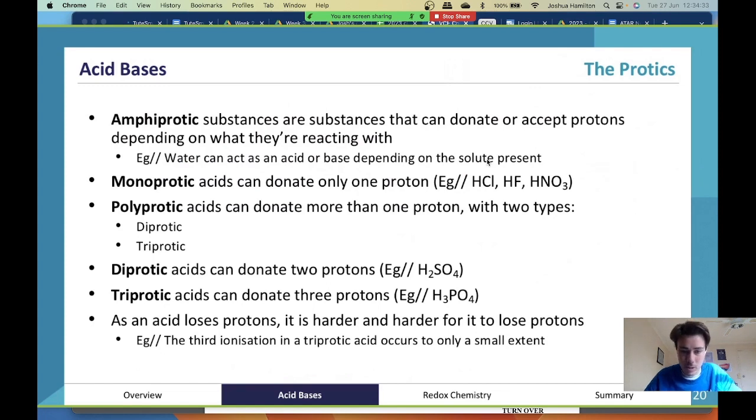As an acid loses protons, it becomes harder and harder for it to lose more protons. Same thing happens with bases. The more a base accepts protons, the harder it becomes for it to accept another proton. The third ionization in a triprotic acid occurs to only a very small extent, so it only occurs in some substances, and it's very, very rare.